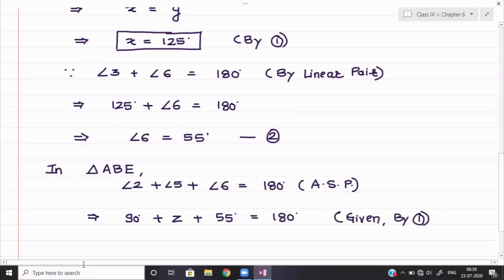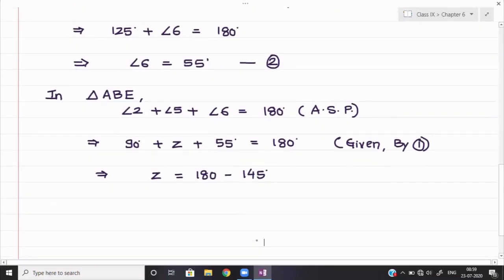Now 90 and 55 I will add and I will send onto that side. So 180 minus 90 and 55, I think it will become 145 degree. And z value will be here 180 minus 145. I think remaining is here 35 degree. Once we can check, 10 minus 5, 5, and then 8 minus 5, 3. So yes, it is right. Value of z will be equal to 35 degree. This is your third and last answer. So keep them in the box.